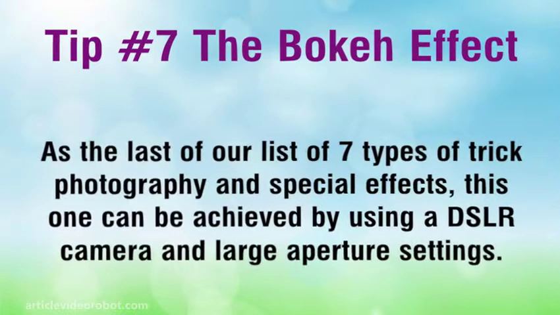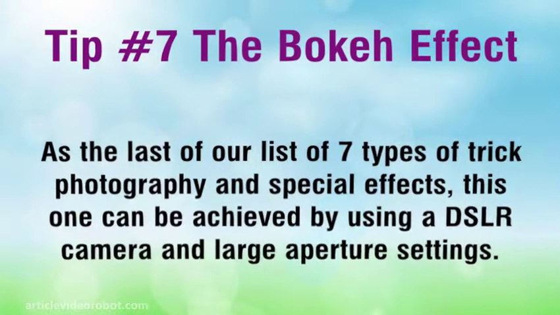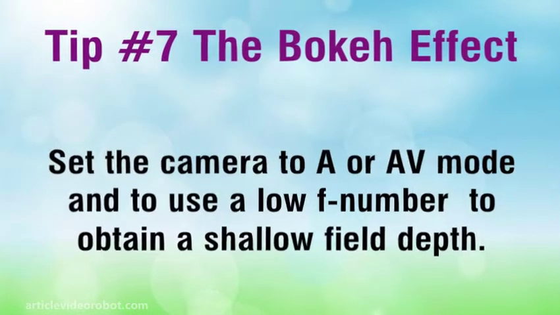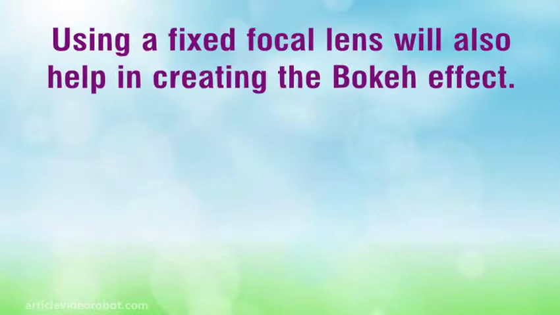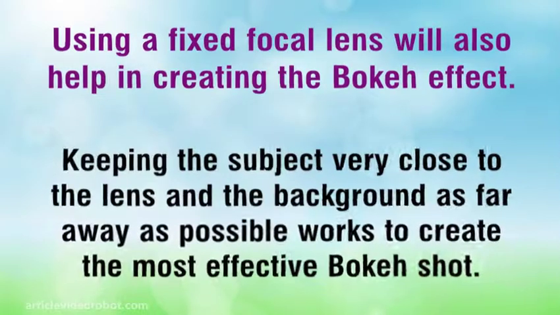As the last of our list of 7 types of trick photography and special effects, this one can be achieved by using a DSLR camera and large aperture settings. Set the camera to A or AV mode and use a low f number to obtain a shallow depth of field. Using a fixed focal lens will also help in creating the bokeh effect. Keeping the subject very close to the lens and the background as far away as possible works to create the most effective bokeh shot.